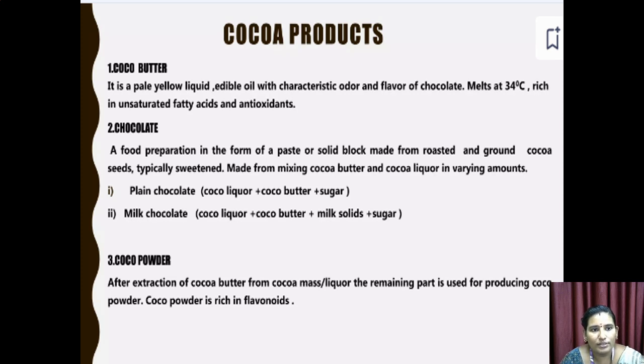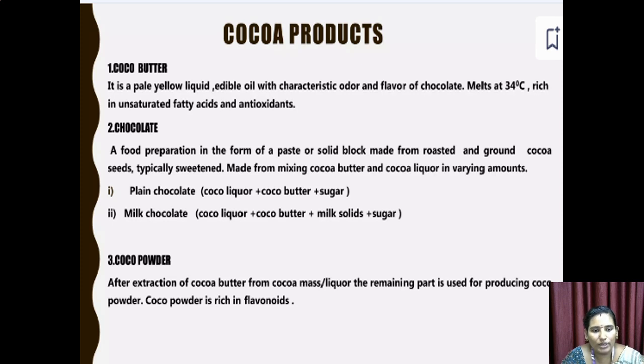Then chocolate. A food preparation in the form of a paste or solid block made from roasted and ground cocoa seeds, typically sweetened, made from mixing cocoa butter and cocoa liquor in varying amounts. In chocolate, there are two types, plain chocolate and milk chocolate. In plain chocolate, cocoa liquor plus cocoa butter and sugar will be added. In milk chocolate, cocoa liquor and cocoa butter and milk solids plus sugar will be added.